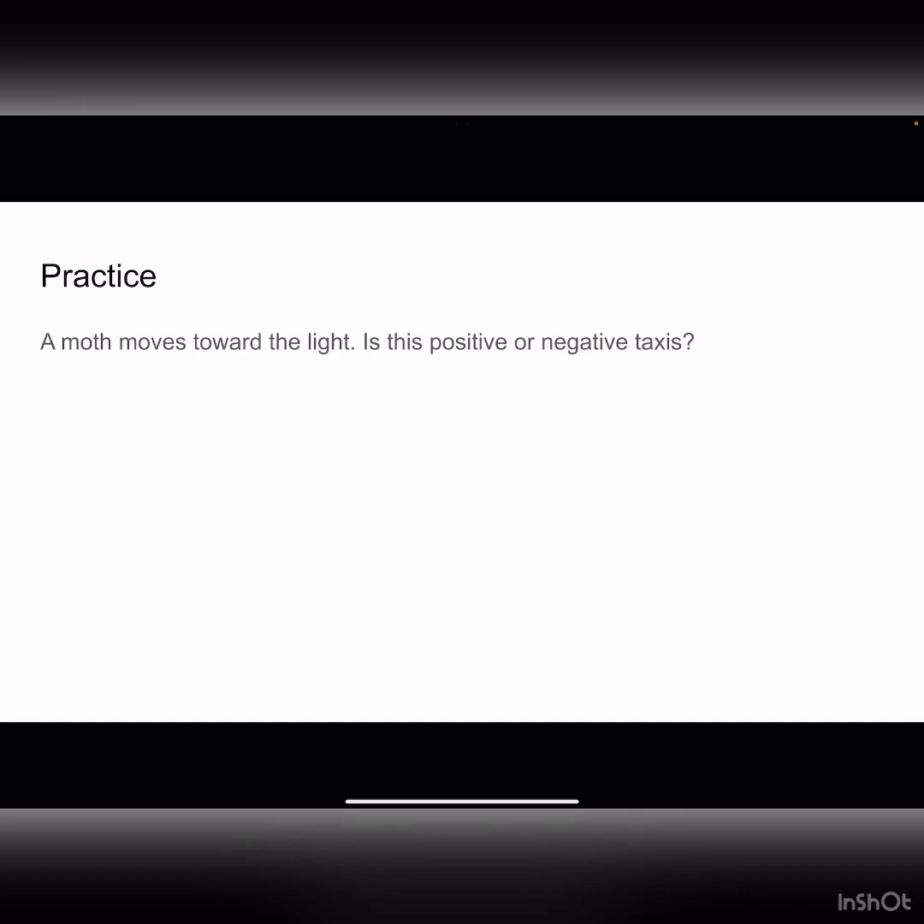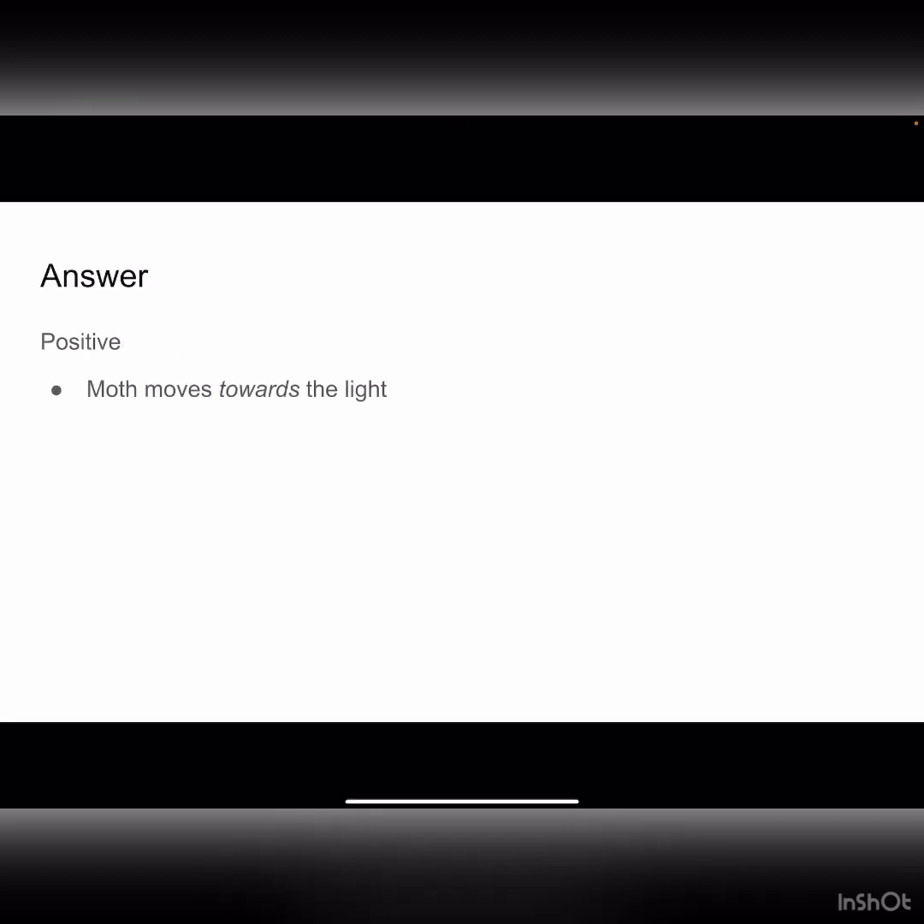Alright, time for some practice. A moth moves towards the light. Is this positive or negative taxis? It was positive. In the example, the moth is moving towards the stimulus, in this case, light.